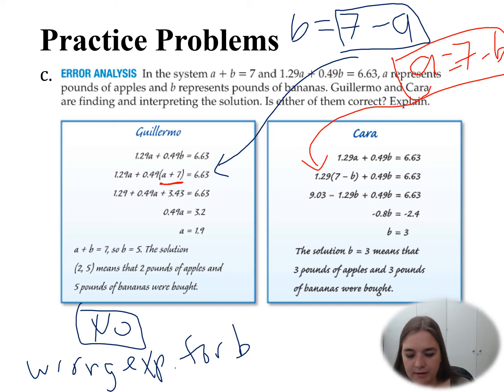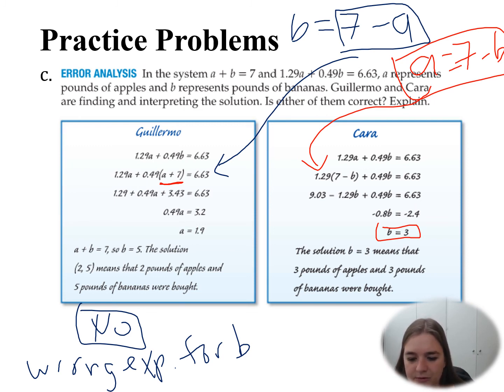I agree. When we take away 9.03 from both sides, so 6.63 minus 9.03, we get negative 2.4. That's correct. Now we have b equals 3. If I divide both sides by negative 0.8, I agree, we get b equals 3. The solution b equals 3 means that 3 pounds of apples and 3 pounds of bananas were bought. Does she have enough work to support that yet? Well, no, she doesn't. So let's go back and check.